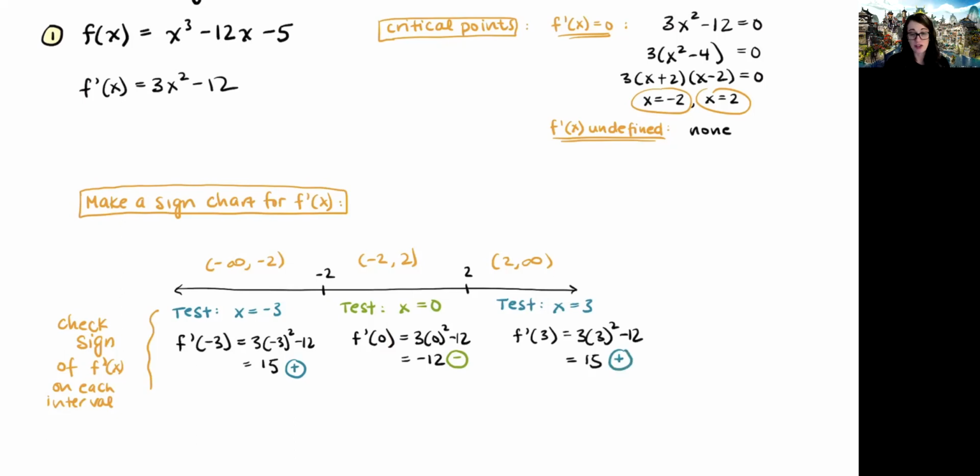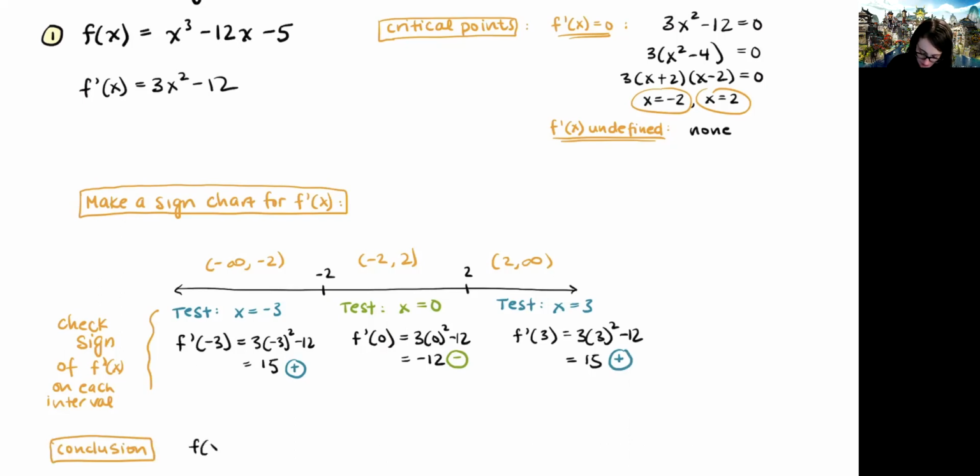Okay, so to make our conclusion, this is another vital piece to this, because if someone asked you where this function was increasing and decreasing and you gave them this chart, that's not going to be helpful. So that was just our work. Okay, the third important piece to this is making our conclusion.